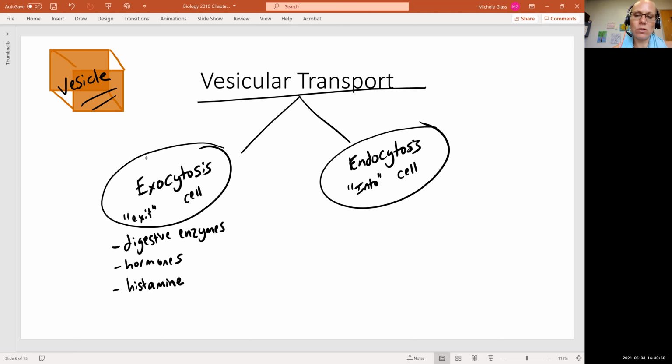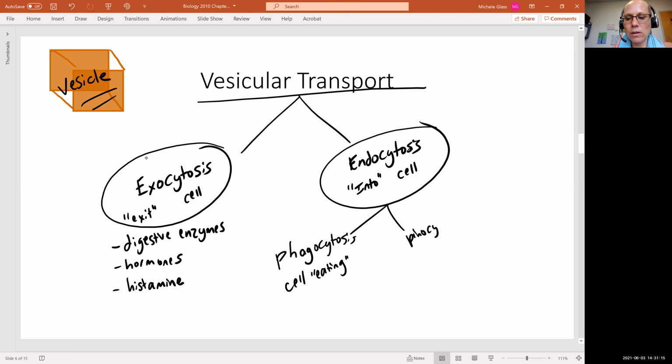With endocytosis, we're going into the cell, and here we have both phagocytosis, which is like cell eating, and then we have pinocytosis, which is often described as cell drinking. And what does the cell drink?